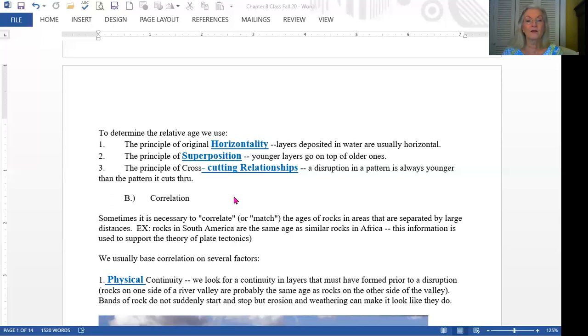The country rock is in place, and then the sill comes in. The country rock is in place, and then the rock gets tilted or broken or some other event takes place.